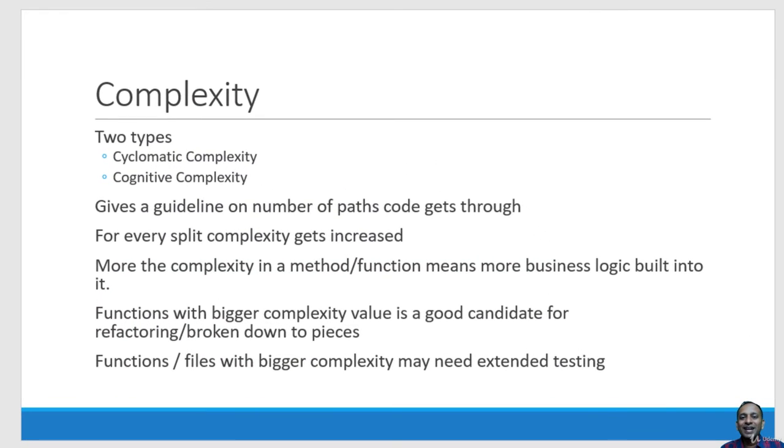Hi, let us have an understanding of complexity metrics. Sonar Scanner provides two types of complexity metrics. One is cyclomatic complexity, another one is cognitive complexity. What is the use of complexity? Let us have an understanding.